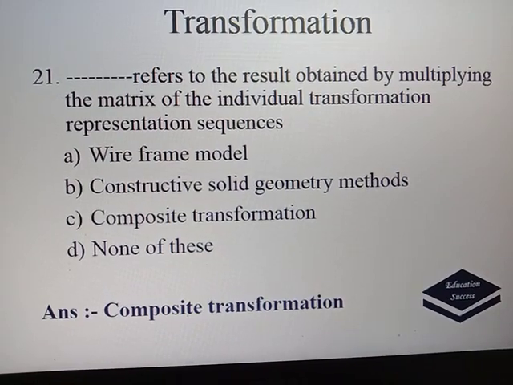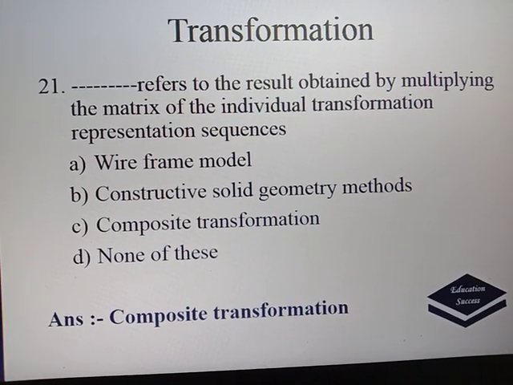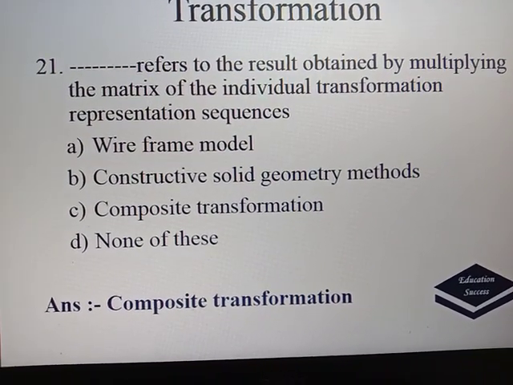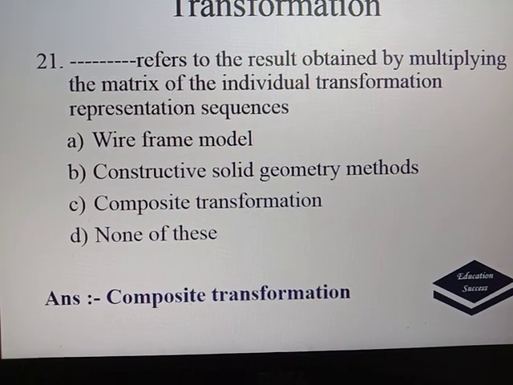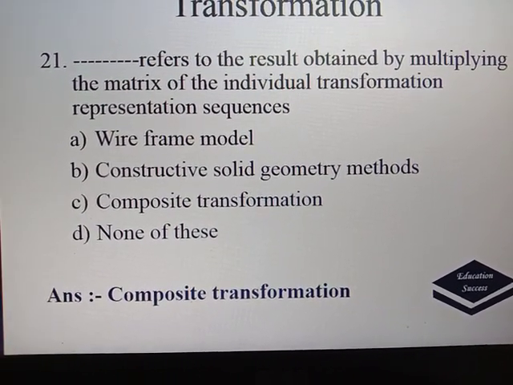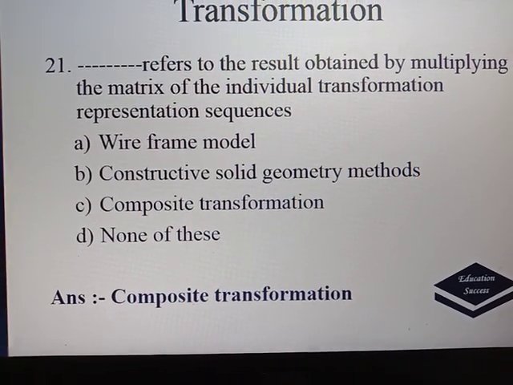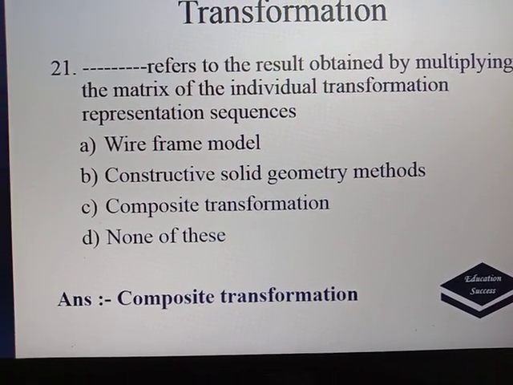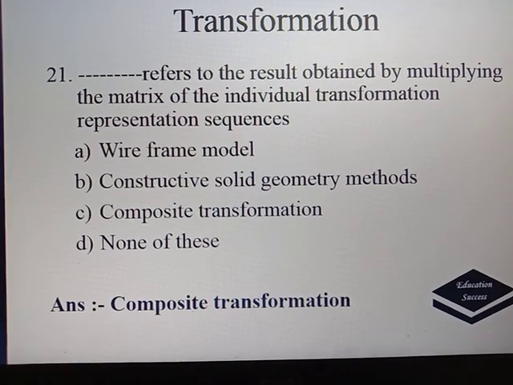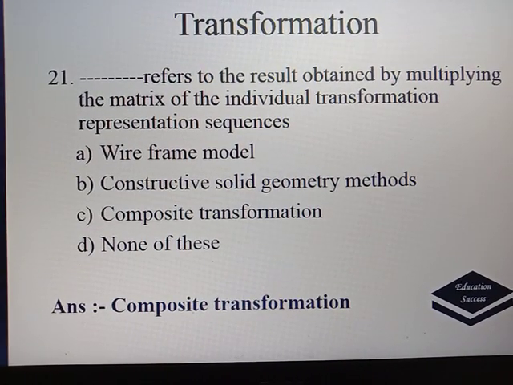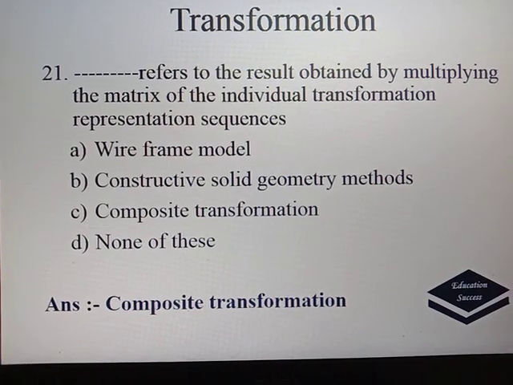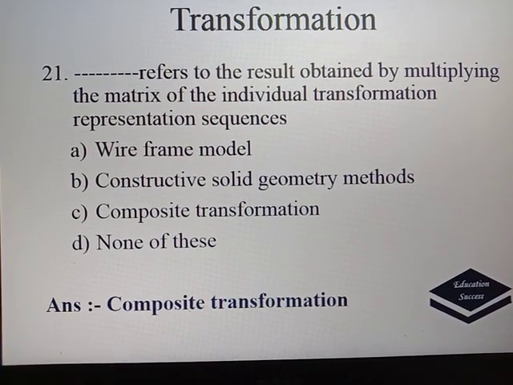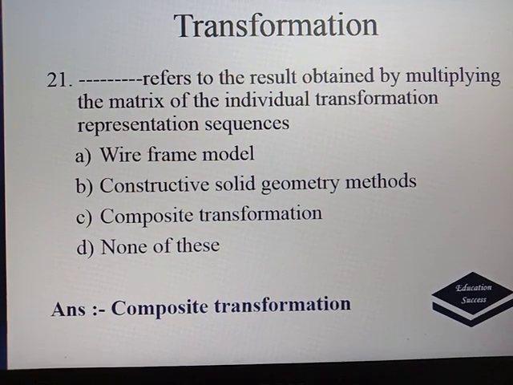Next question is, dash refers to the result obtained by multiplying the matrices of the individual transformation representations in sequence. Options are wireframe model, constructive solid geometry methods, composite transformation, none of the above. The correct option is composite transformation. A composite transformation is obtained by multiplying the matrices of the individual transformation representations in sequence.